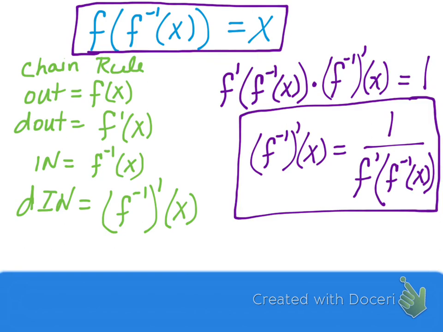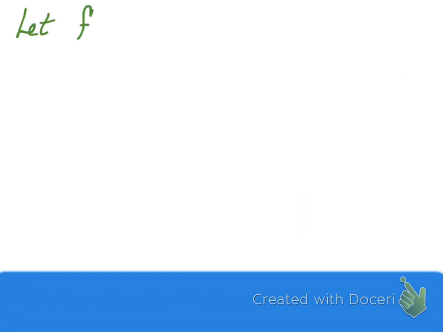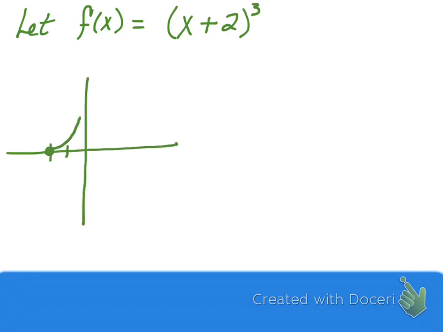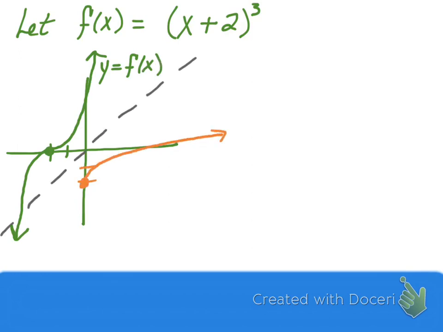So now let's look at an example. Let f at x be the function x plus 2 quantity cubed. And here is the graph. It is the cube function that's been shifted to the left 2. And in orange is the graph of f inverse of x, which is a reflection over the line y equals x.